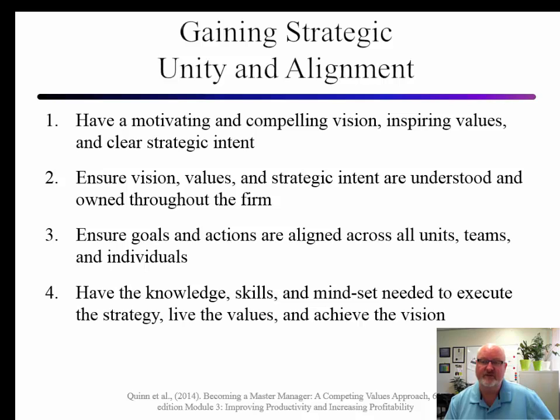So a great way to do this would be a meeting, I would say a monthly meeting with senior management to talk about vision, values and strategic intent and any problems that people are having, and deal with it openly and transparently. Ensure goals and actions are aligned across all units, teams and individuals.